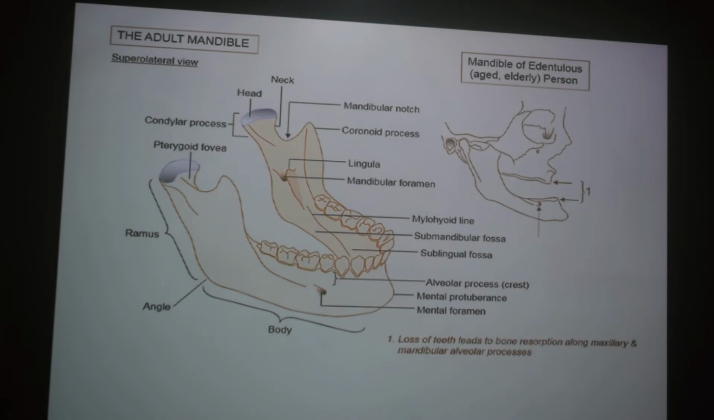When you lose teeth, the alveolar bone is going to resorb, because you start to lose the gingiva, you start to lose the teeth, and then the bone is going to resorb. So this happens in elderly persons.